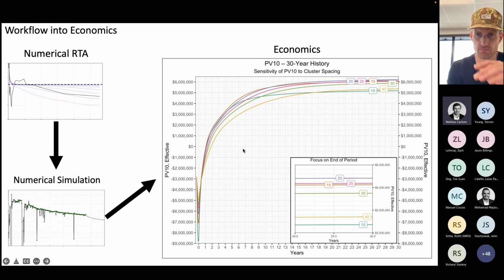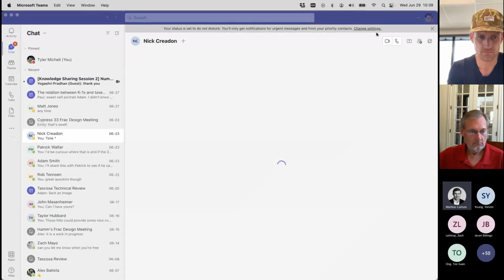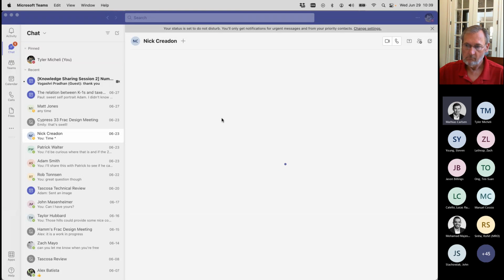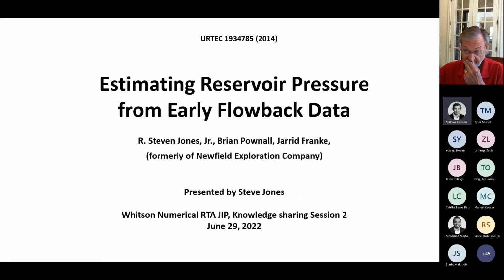It's actually a presentation that we've been requested from many folks in the consortium from multiple different angles, and that's based on a paper by Steve, who at the time was with Newfield, and then with Cimarex, which is now Coterra. So we took the chance and invited Steve as a guest speaker for this last part of today, on how to use flowback data to estimate initial reservoir pressure. I think that would be a great way to end the session today with all of you.